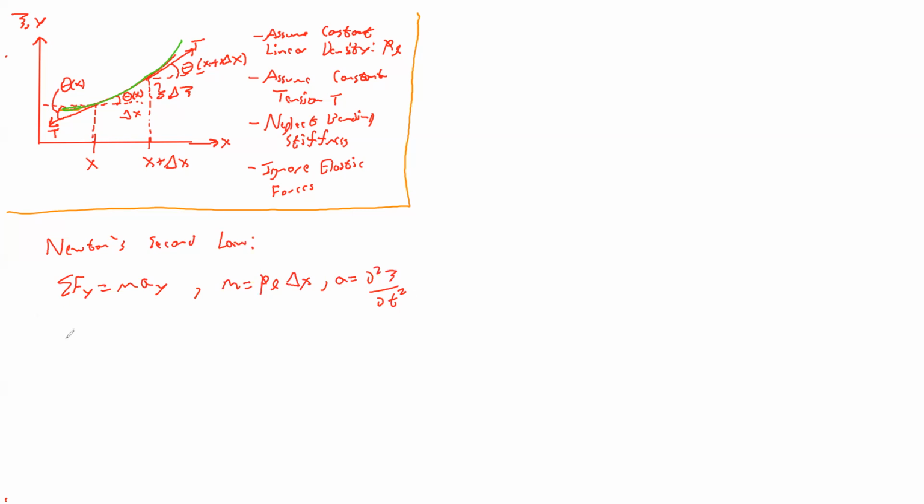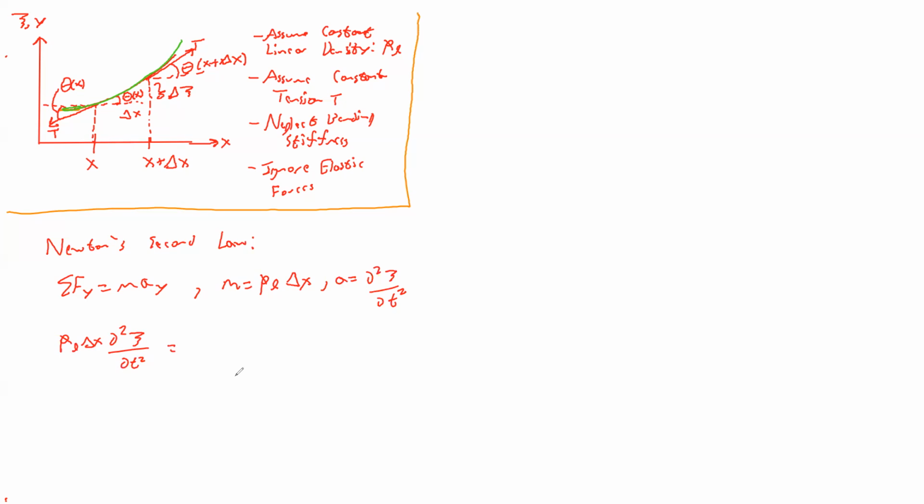Okay, so there we go. So we have the linear density times this length element, delta x, times the second derivative of position with respect to time.